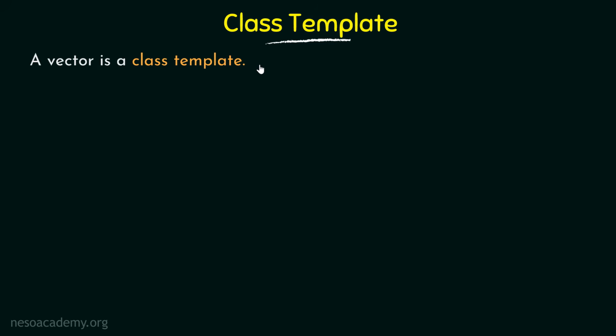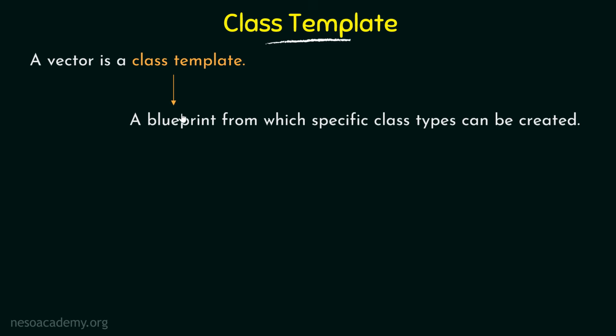Vector is a class template. Now let's try to understand what we mean by class template. A class template is a blueprint from which specific class types can be created. Try to understand the meaning of this from the name itself, which is class template. Template means it is a blueprint, and from this we can create specific class types. Okay, it will become clear as we move ahead.